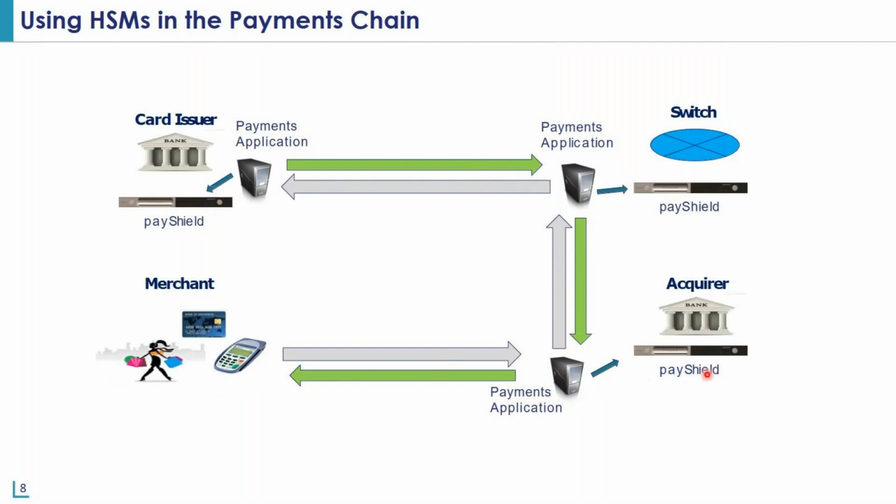It is not mandatory that the acquirer bank has the same HSM, the switch has the same HSM, and your payment issuer bank has the same HSM. All these have different hardware. They have their own individual hardware.